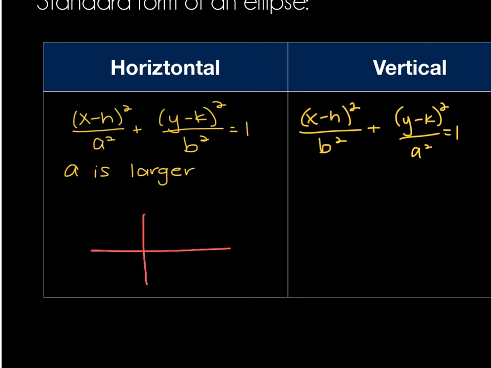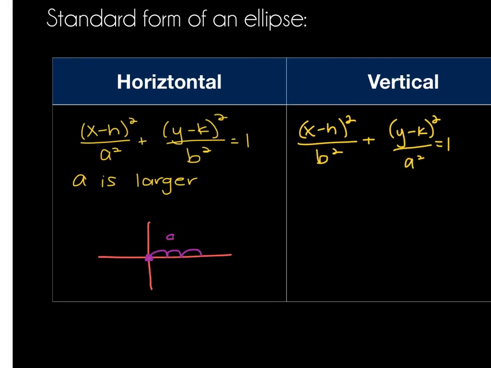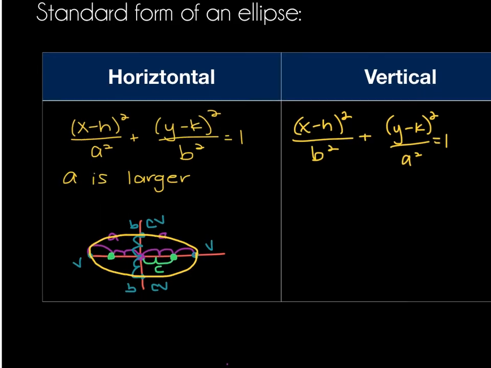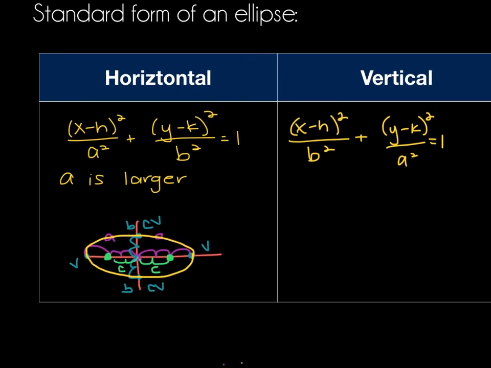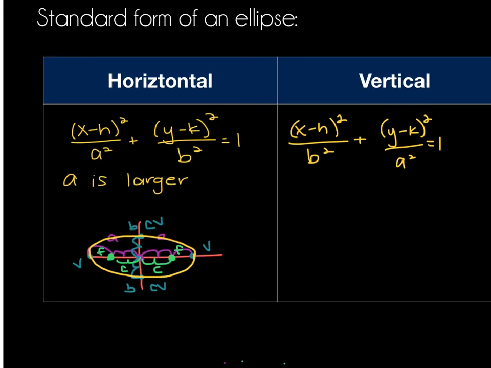So if it's a horizontal ellipse, let's say your center's at 0, 0, you're going to count to the right your a, you're going to count to the left your a, you're going to count up your b, you're going to count down your b. These would be your vertices, these would be your co-vertices. You would connect them, and then if it had asked for it, the focus would be somewhere inside on the larger axis, c distance away from your center.